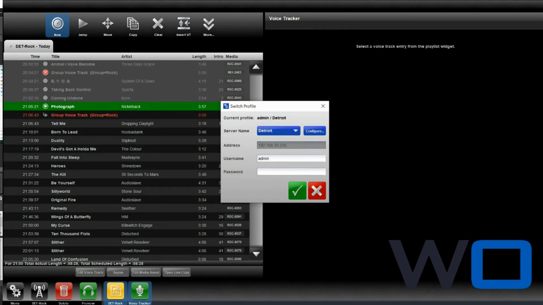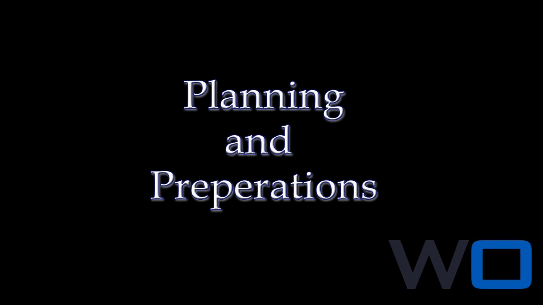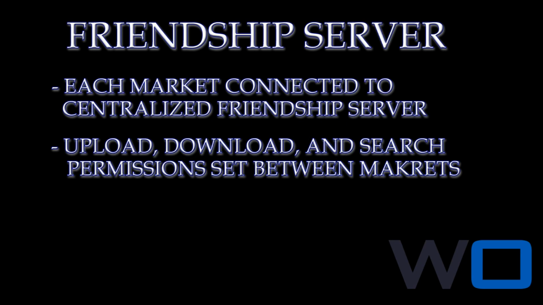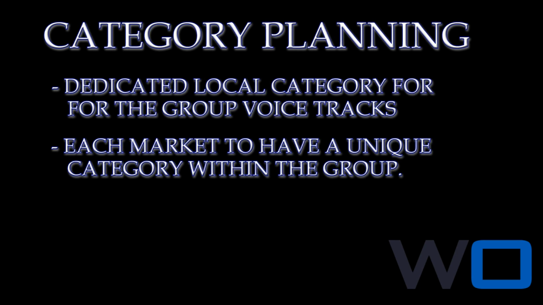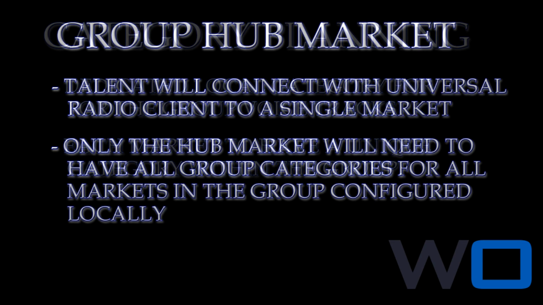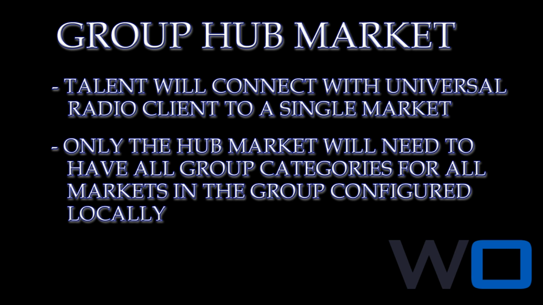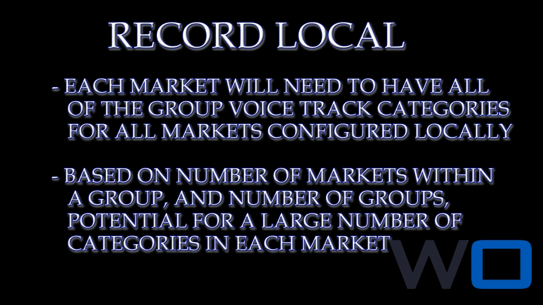When planning out your deployment of group voice tracking, the preparations discussed in this video should be completed before proceeding to the next part. To recap, you'll want to have your individual markets connected to a centralized friendship server. You'll need to make sure that permissions between the markets have been set. You'll want to plan out the category scheme that you wish to deploy through the network for the various groups. As part of the category planning, you'll want to make decisions if you're going to have hub markets for your groups or if you're going to be setting up for all groups to originate from all locations.